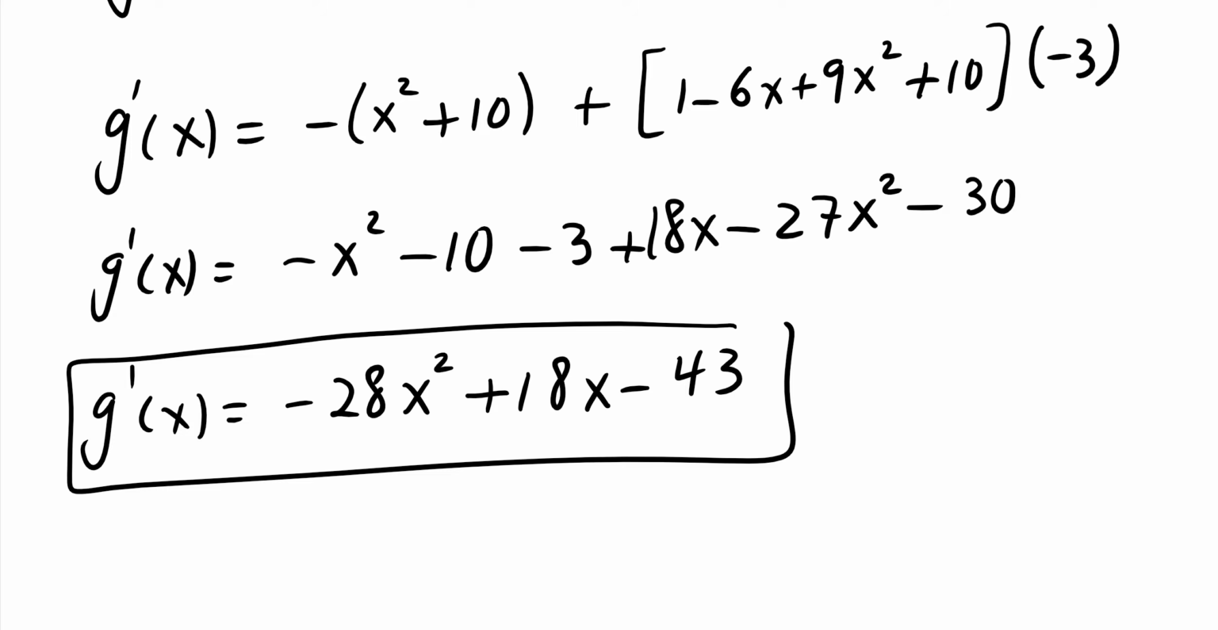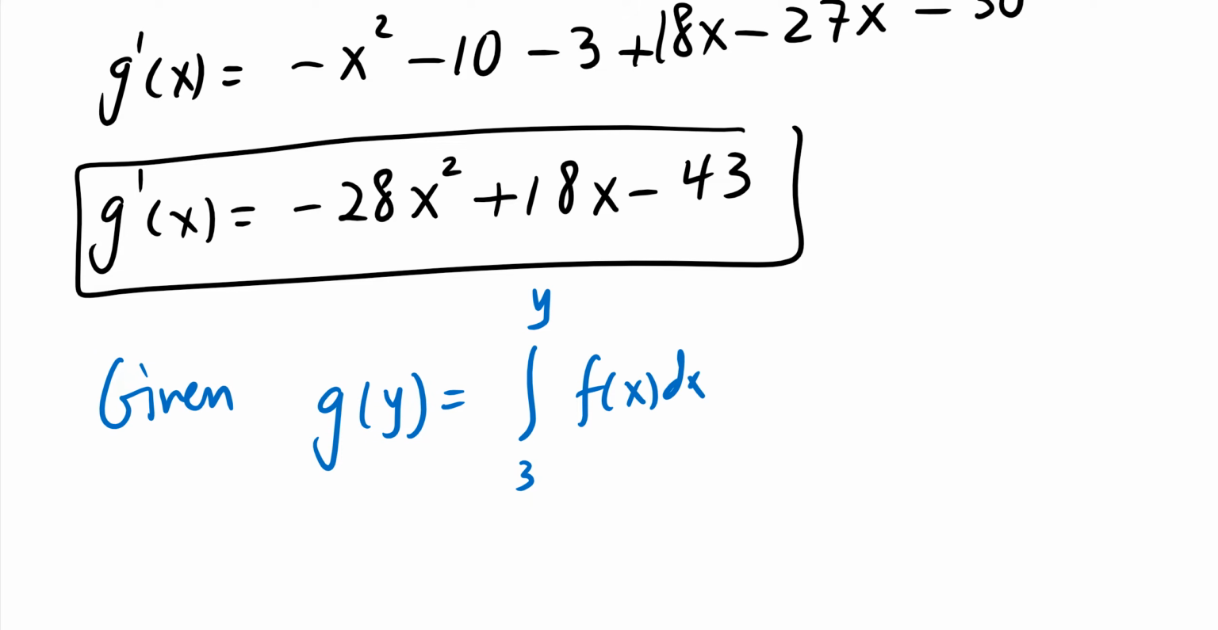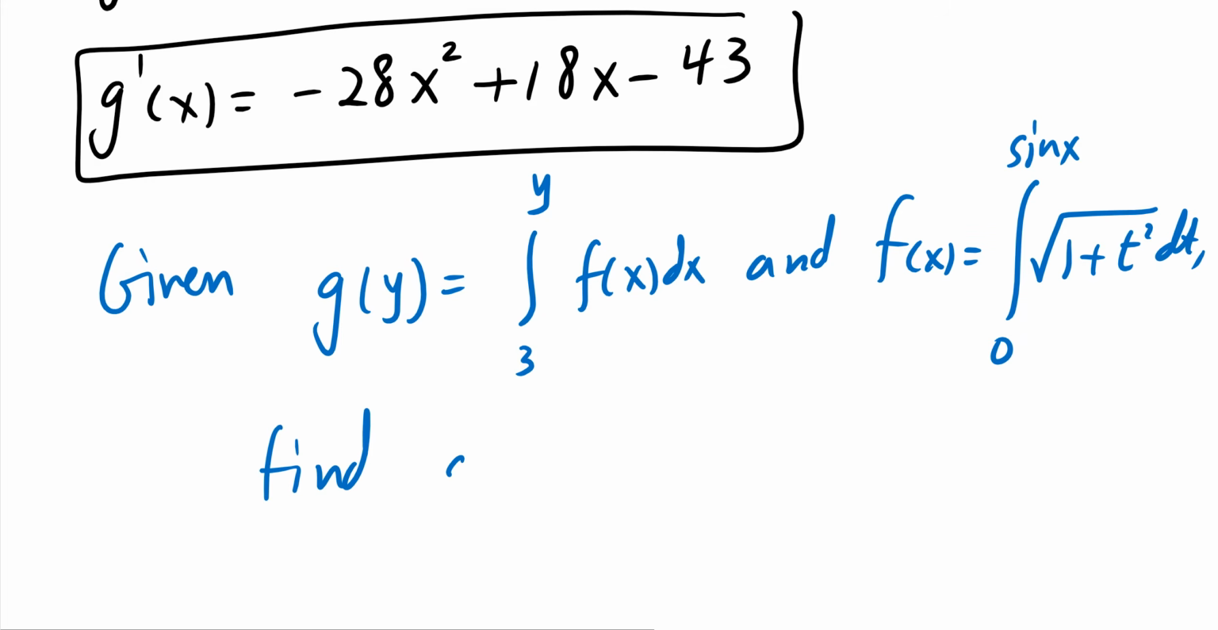So that was an example where neither bound is constant. What about a slightly different kind of example? Let's say given g of y, the integral from 0 to y of f of x dx, and f of x is given as an integral from 0 to sine x of the square root of 1 plus t squared dt. Find the second derivative at pi over 6.